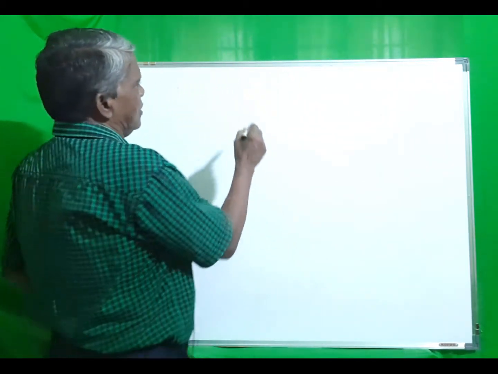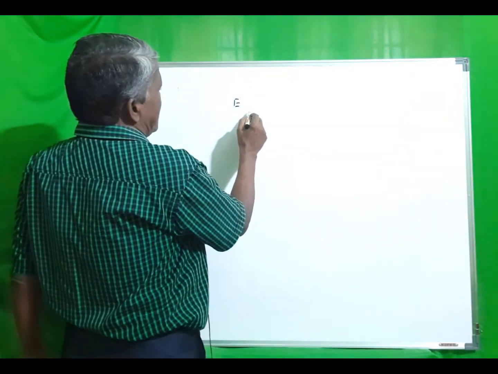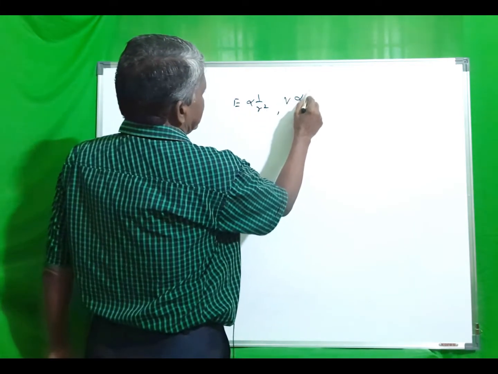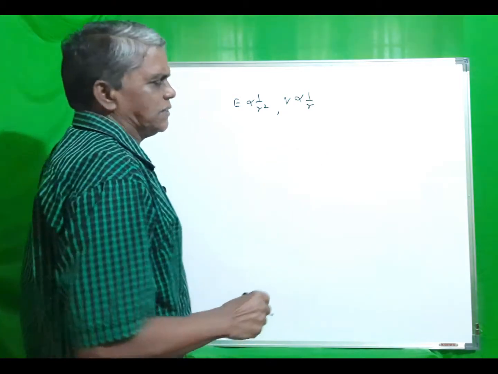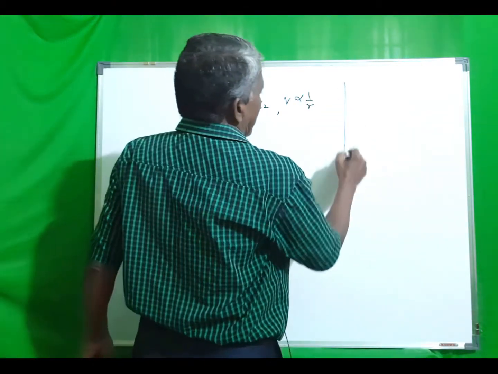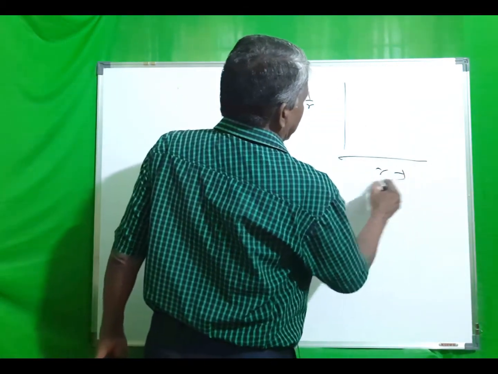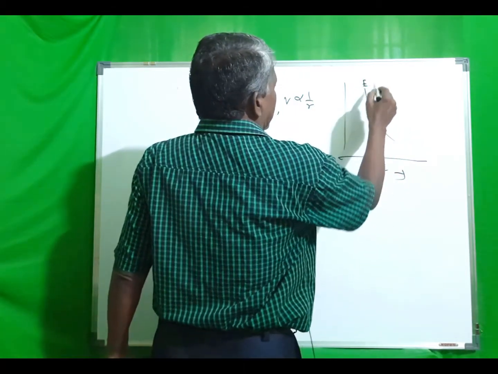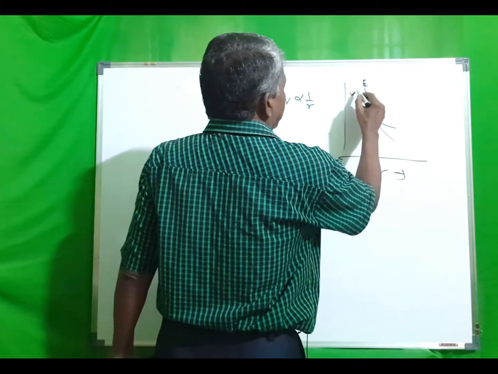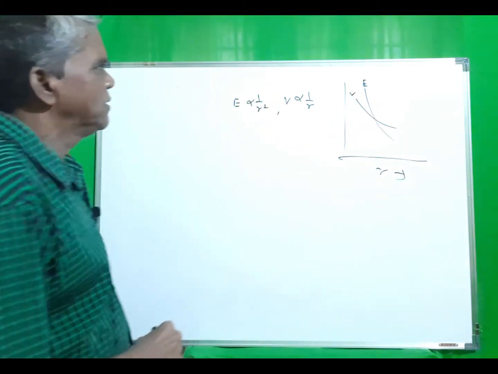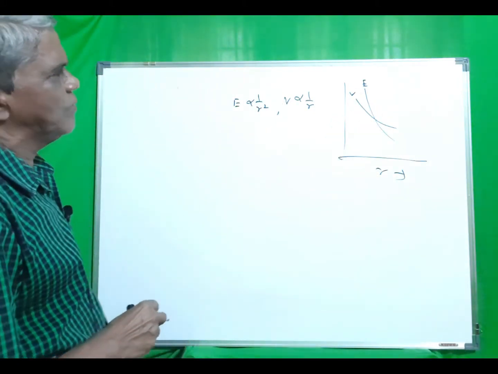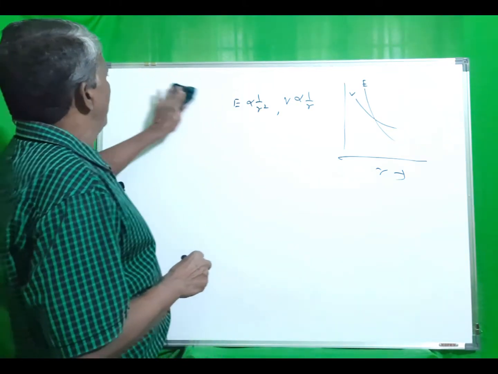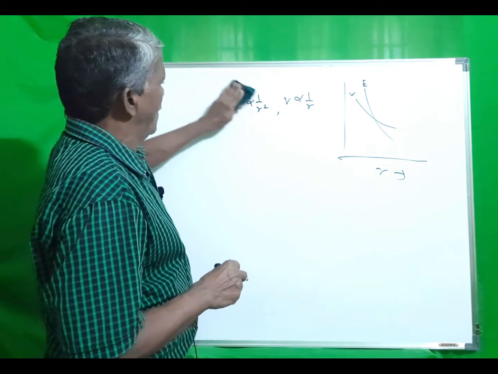In an earlier class, we have read that electric field intensity is inversely proportional to the square of distance, but potential is inversely proportional to the distance. So in the graph with distance along the x-axis, the field graph is like this and the potential graph is less inclined. The inclination of the field graph is more and the potential graph is less inclined.